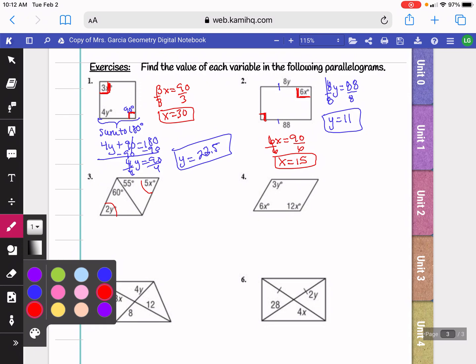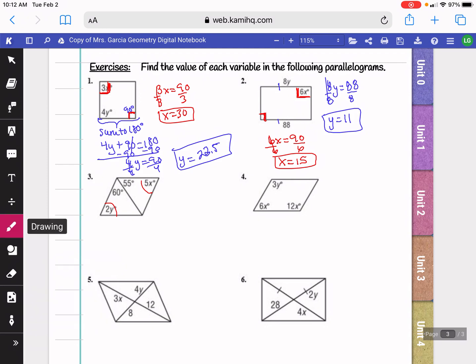So what I'm going to do is group some of the other angles. So here I can group the angles on this side. And I know they're going to add to 180 degrees because they're side by side or consecutive. So I can add the 55, the 60, and the 2y. So I'm going to do 55 plus 60 plus 2y. And I know together all of those are going to add up to 180.